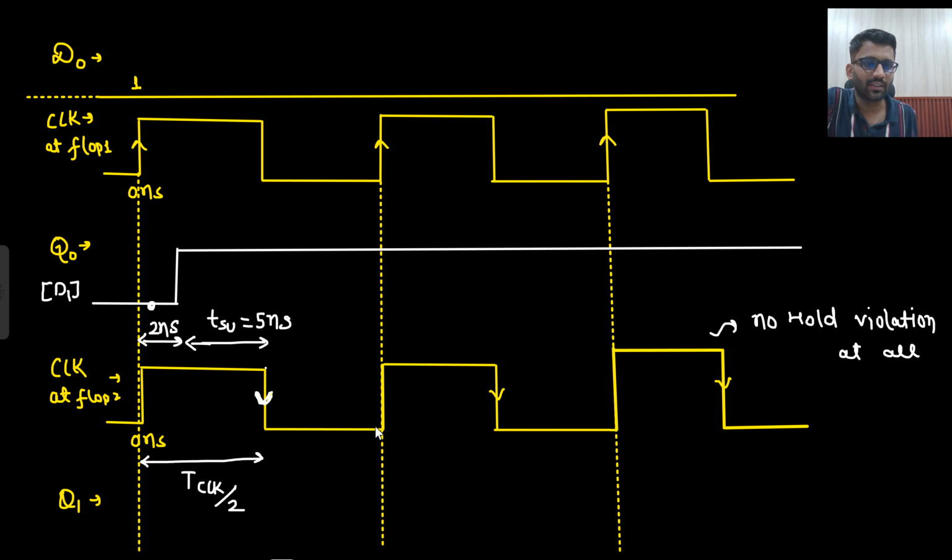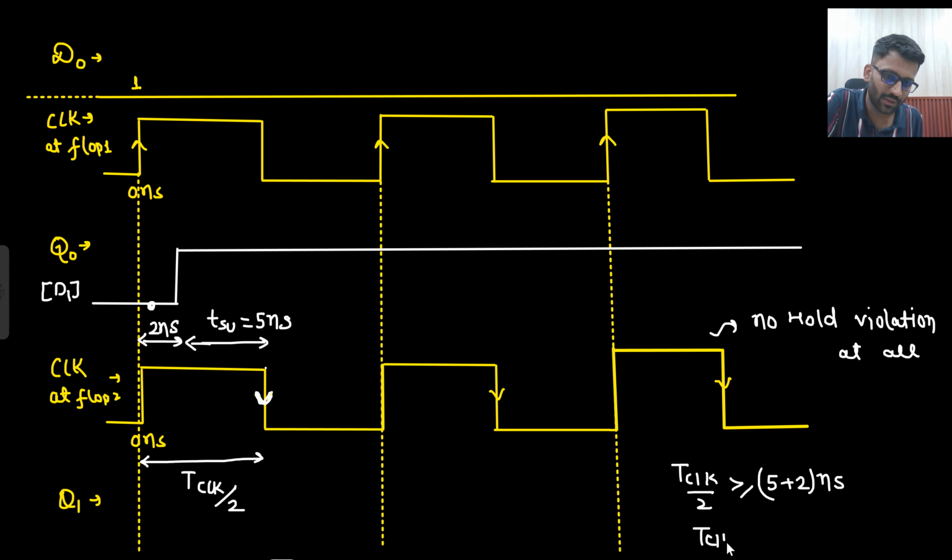What about the setup violation? What about this T clock? So your T clock by 2 should be greater than 5 plus 2 nanosecond. That means your T clock should be greater than or equal to 14 nanosecond.